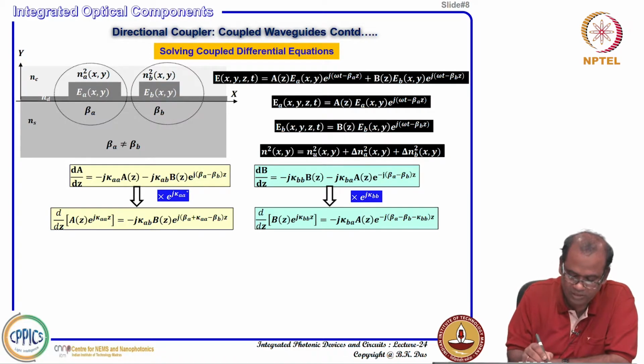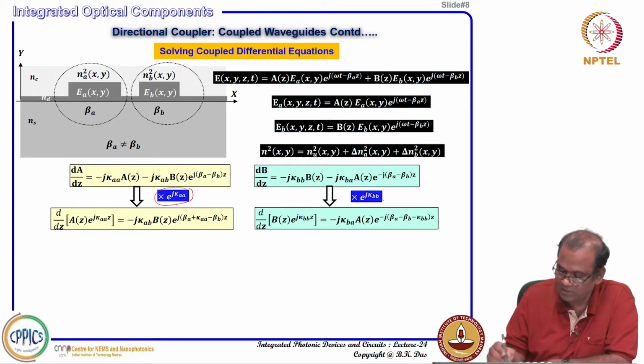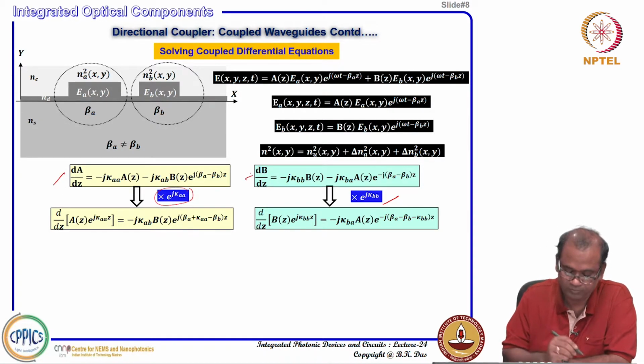We multiply both sides by e to the power j kappa AA z. You will come to know why, it will become clearer and clearer why we are doing so. And on this side we are multiplying both sides by e to the power j kappa BB z. So, this is some trick to solve this differential equation. Okay. Then what do I do?